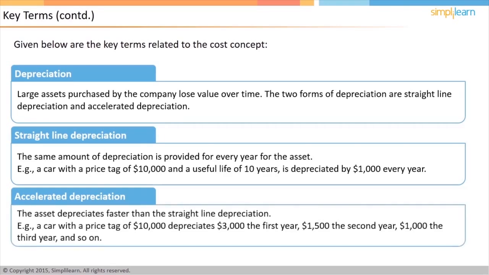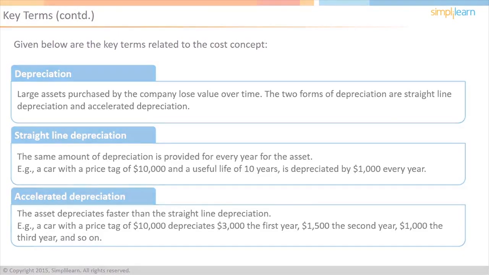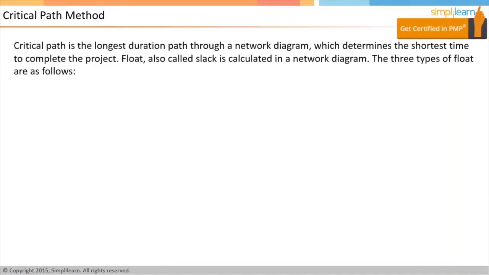Accelerated depreciation depreciates faster than the straight-line depreciation. For instance, a car with a price tag of $10,000 depreciates $3,000 the first year, $1,500 the next year, $1,000 the 3rd year, and so on. Critical path is defined as the longest duration path through a network diagram, which determines the shortest time to complete the project. Float can be considered as a buffer time available to complete an activity.